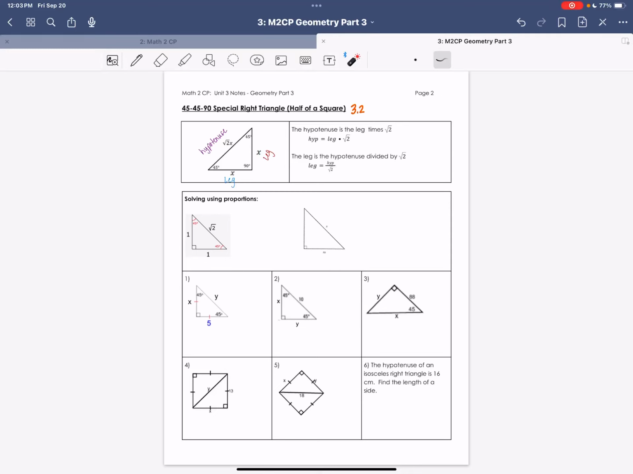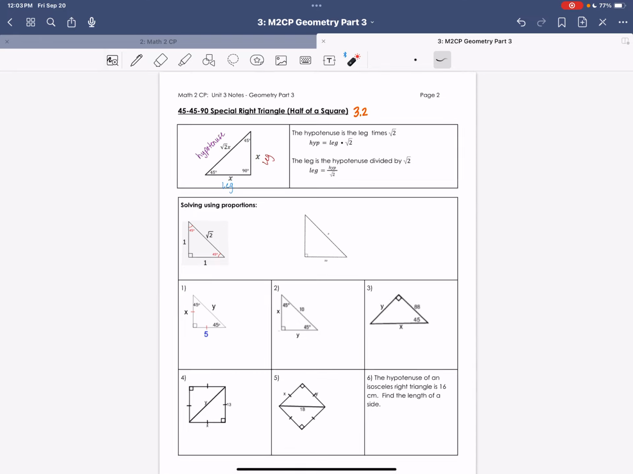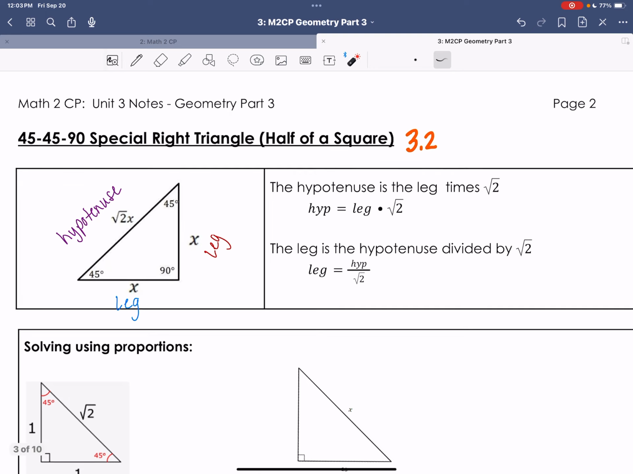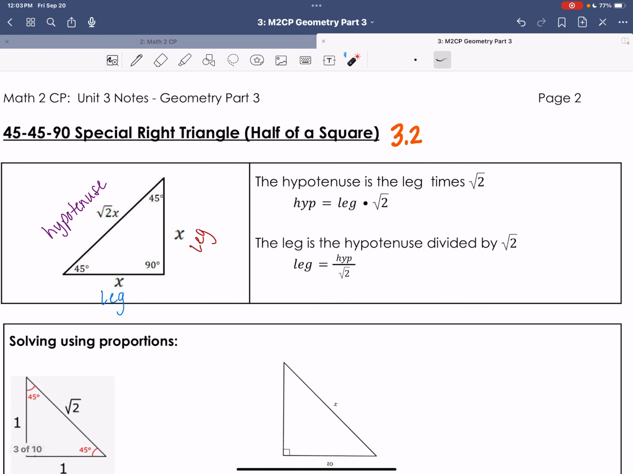All right, we're going to learn about a special right triangle. It's the 45, 45, 90, and it's half of a square. So let's go ahead and get started here, and it's got some little tricks and shortcuts for you.